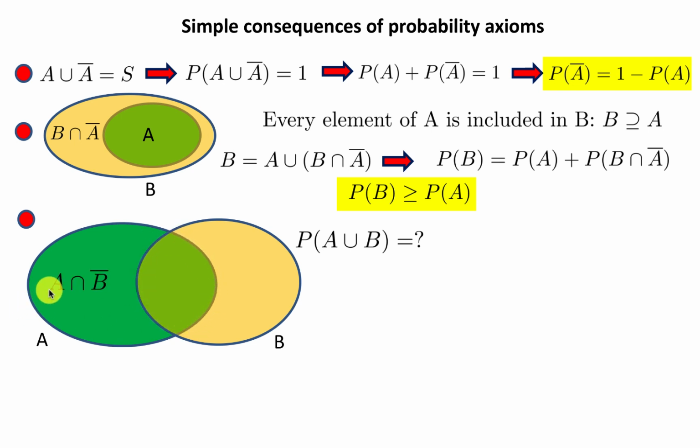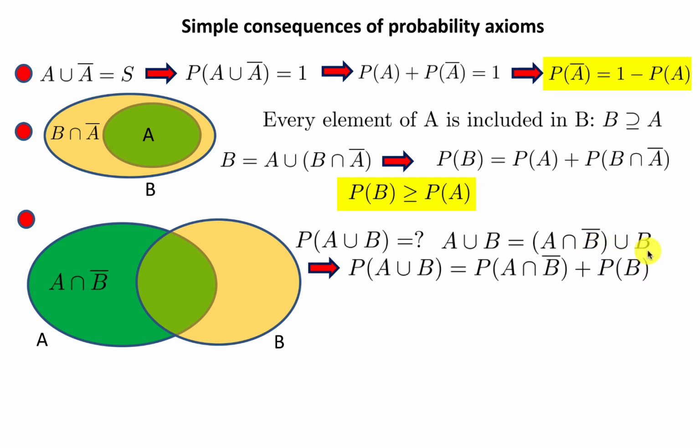Let's now look at this, A intersection B bar. So this is all the elements that are over here. Note that this set has got no elements which are in common with B. Let's write A union B as A intersection B bar union B. Okay, so now we use our axiom. The probability of A union B is then just the probability of this plus the probability of this.